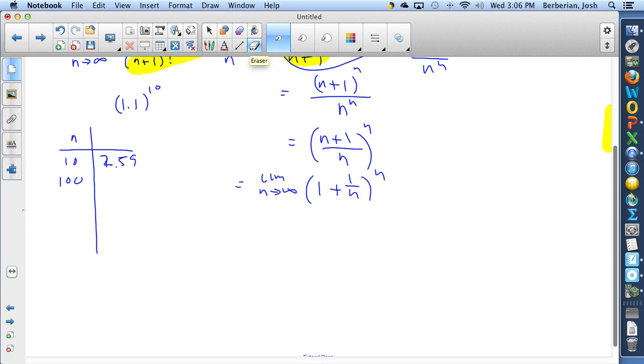Is it something big or small? I don't know. I'm asking you. 2.7. Great. What if we do 1,000? What's 1 plus a 1,000th raised to the 1,000th? 2.71. 2.7183 is our final limit.